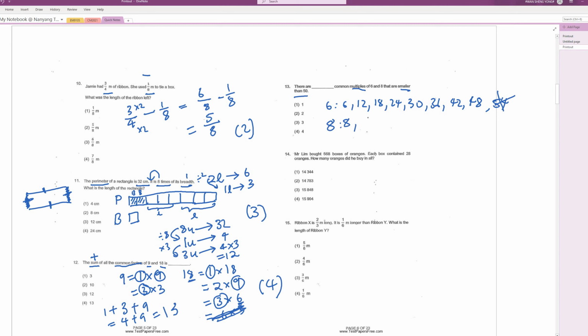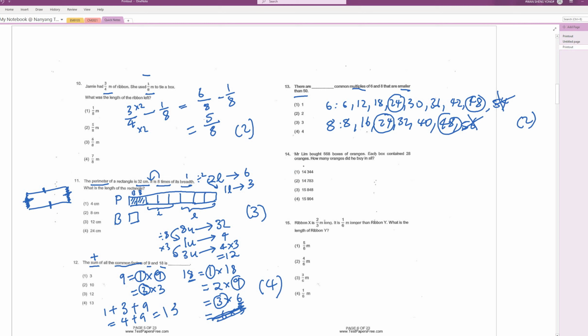Then we move on to multiples of 8. We have 8, 16, 24, 32, 40, 48, and 56. Similarly, we do not need to write 56 as the question wants smaller than 50. Then from here, we find the common multiples. By comparing these two lists, we can find that 24 is a common multiple. Another common multiple is 48. And I think that's it. So there are only two common multiples that are smaller than 50.